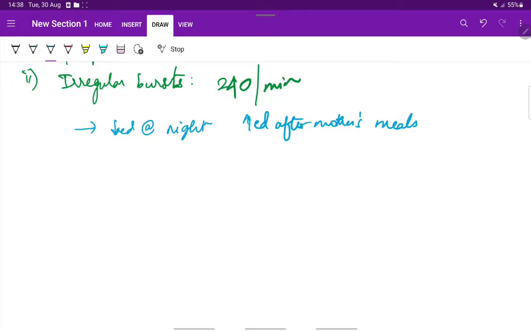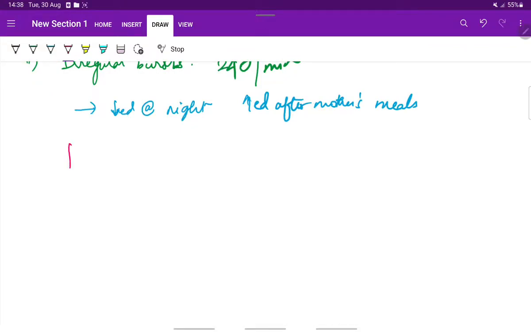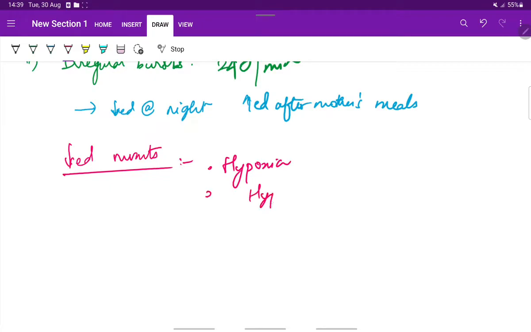So, fetal hypoxia leads to decrease of breathing movements. What are the reasons for decreased breathing movements? One is hypoxia and the others include hypoglycemia, sound stimuli, and cigarette smoking also affect the fetal breathing movements.